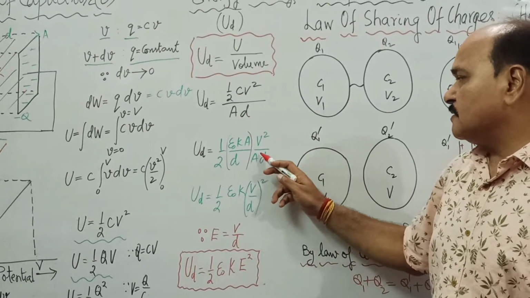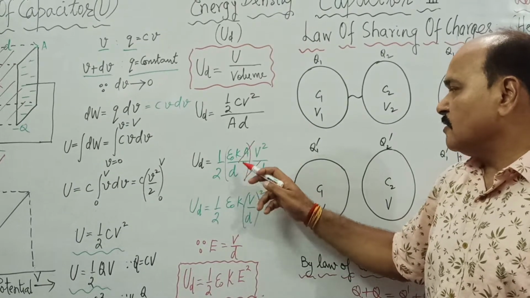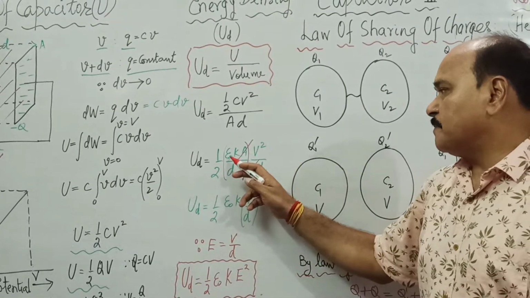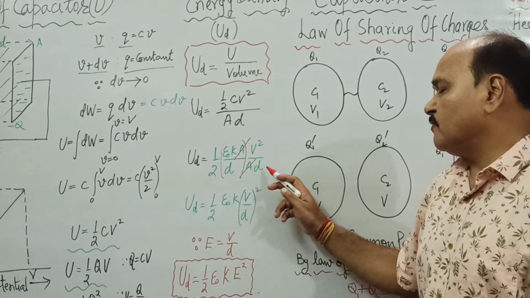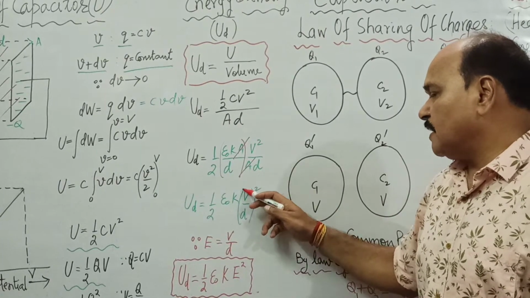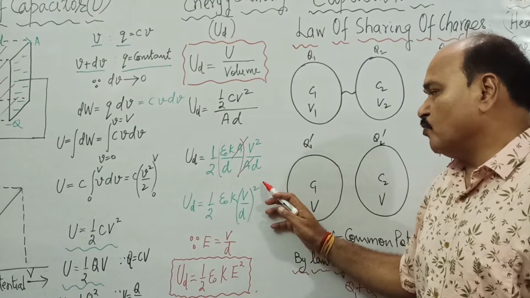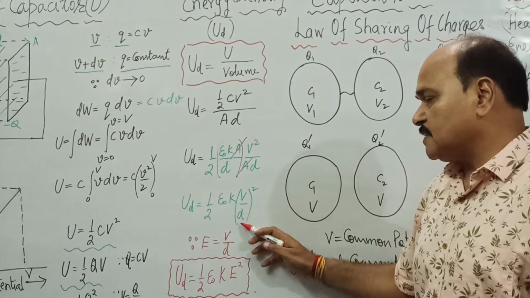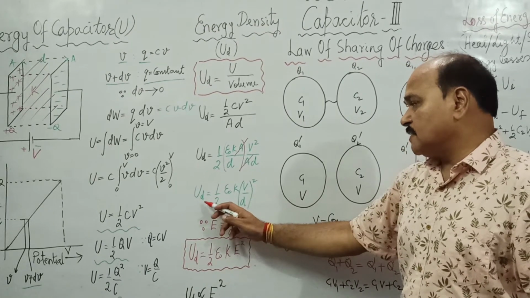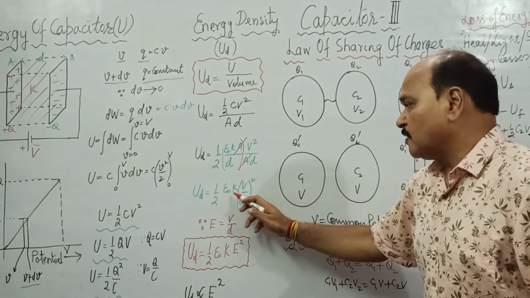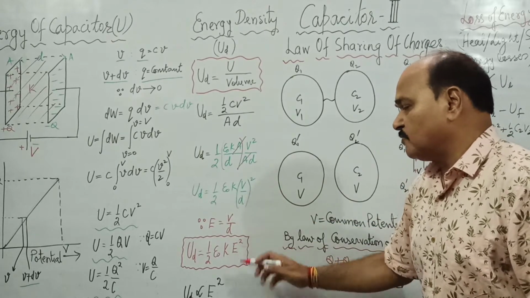Well, if we solve it, this A cancels out. What do we get in the numerator? Epsilon naught K V square. In the denominator we get 2D square. So V upon D is written together with power 2. And this V upon D is electric field between the two plates of capacitor. Therefore, energy density is going to be 1/2 epsilon naught K into E square.